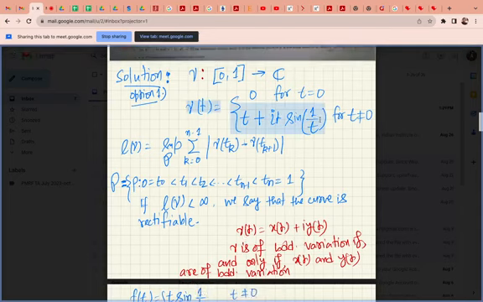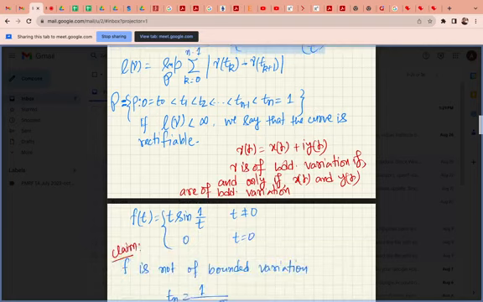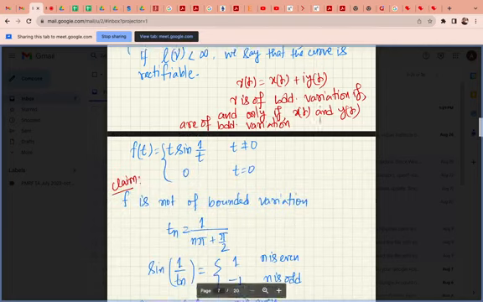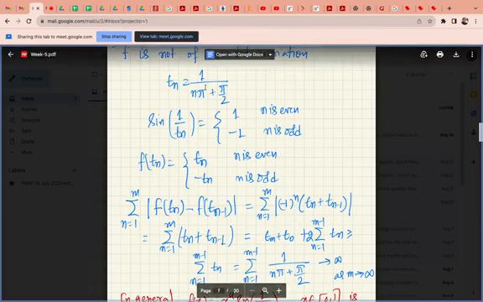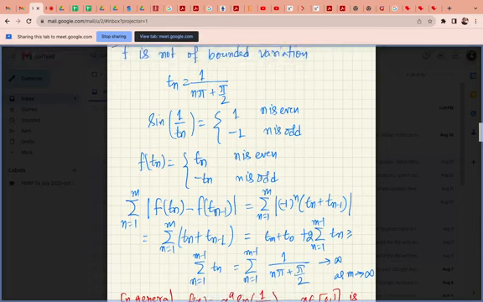This is a standard fact in real analysis, that this kind of function is not of bounded variation. So we consider the function f(t) equal to t sine 1 by t. So f is not of bounded variation. Basically you take tn equal to 1 upon n pi plus pi by 2. This is the partition we are taking. 1 upon tn will be this one, so sine of 1 by tn is this, and f of tn is tn when n is even and minus tn when n is odd.